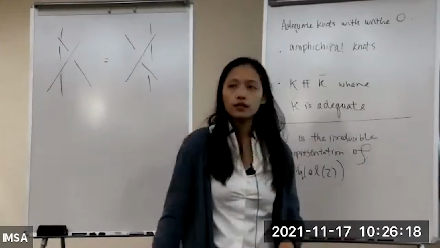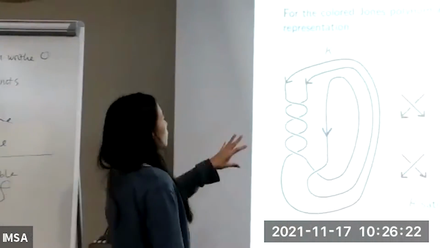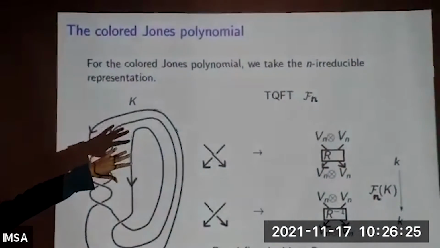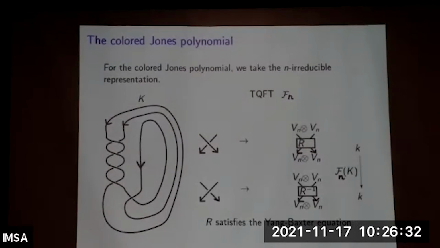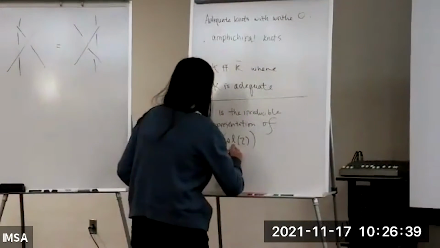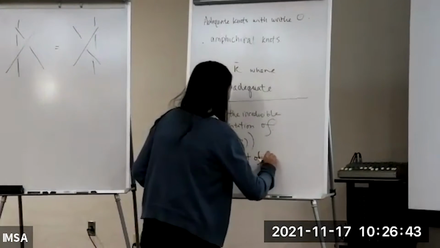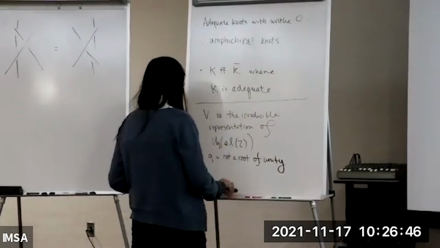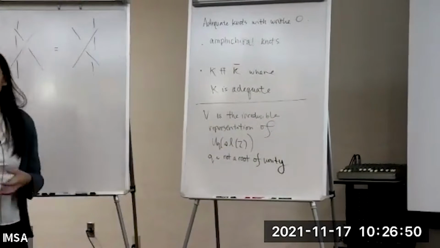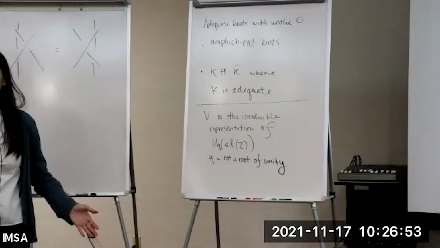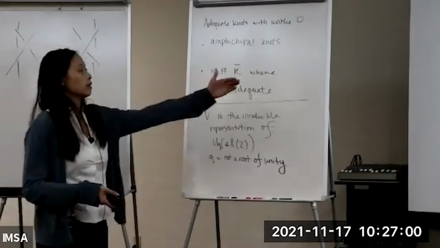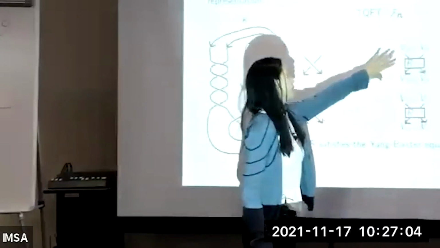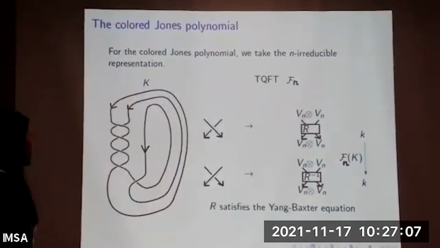Okay, for the colored Jones polynomial, the only difference is that for each n, we take the n-th irreducible representation. I should also say, before I forget, that this assumes q is not a root of unity. When q is not a root of unity, the representation theory of the quantum group is very nice. For each n, there's only one irreducible representation. So just replace everything with the n-th one, take the trace, and you get the n-colored Jones polynomial.